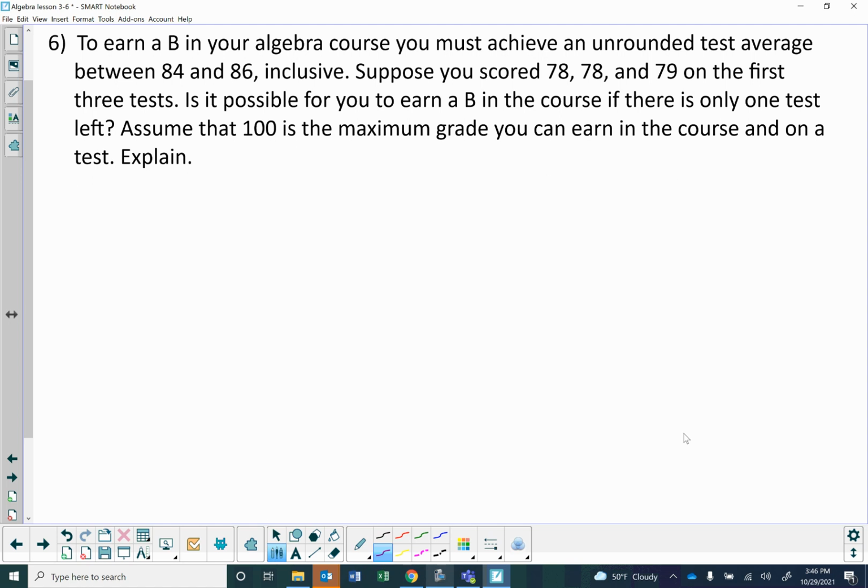Explain. Well, let's think about this for a minute. We need to prove that we could answer our question. So the first thing I'm going to do is I want to know what my 4th test score is, because I already have 3 tests and it says I only have 1 test left. So I'm going to let x equal my 4th test score. So if x is my 4th test score, I know that an average means I add all the points and divide by the number of tests that I have. So I know my average has to be greater than or equal to 84, less than or equal to 86.